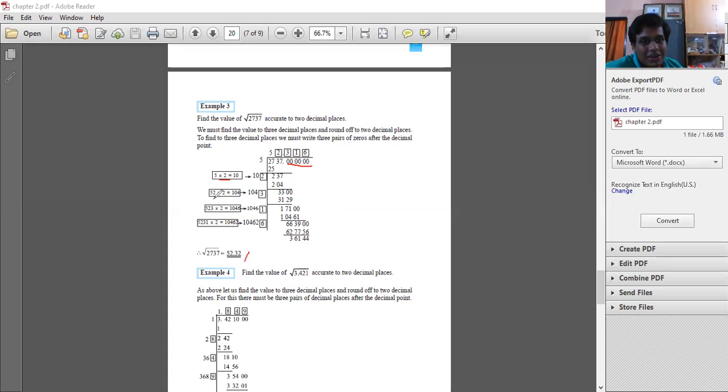I wanted to show you that in the next step, you always have to multiply by 2 to find this digit first. After that, the last digit. 231 into 2 will give you 462.